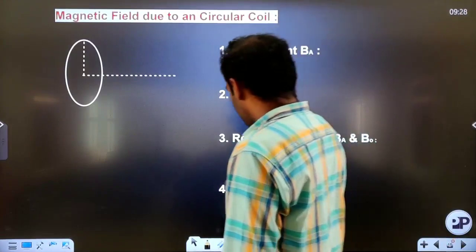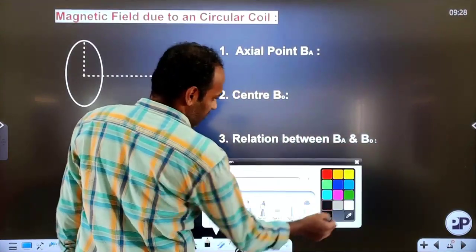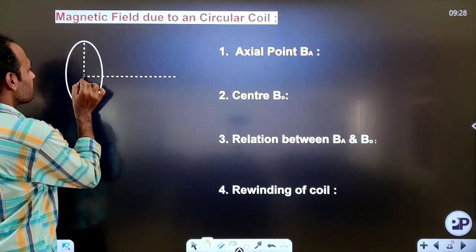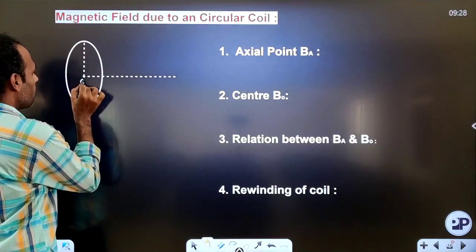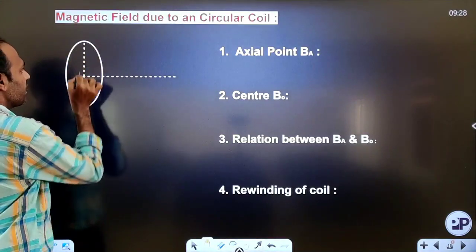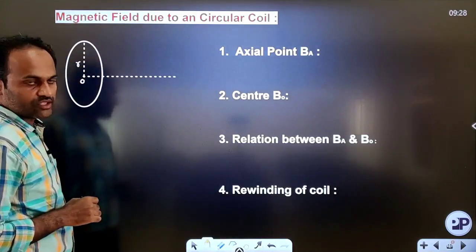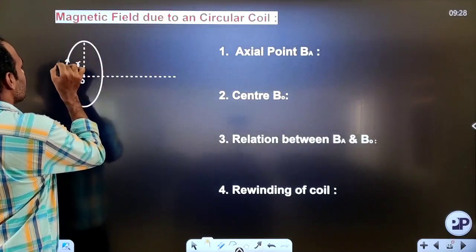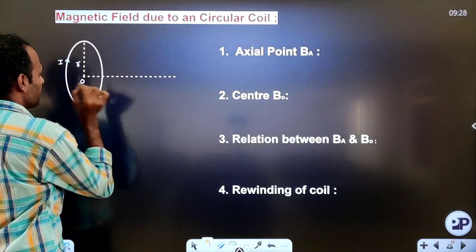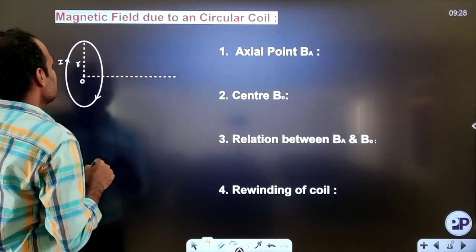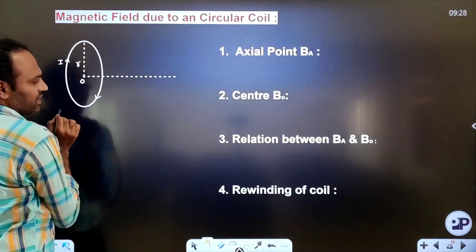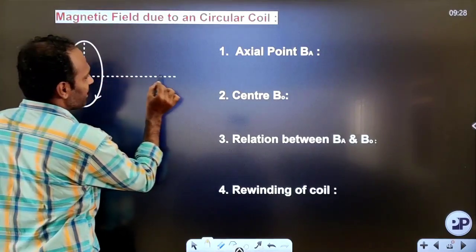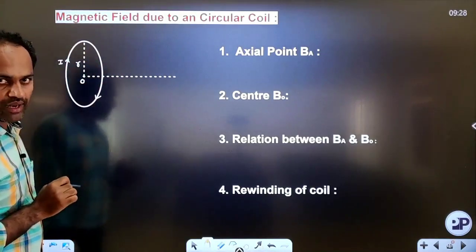See, first, magnetic field due to a circular coil. Here we are having a circular coil. Let the center of the circular coil be taken as O. Center of the circular coil is O. Radius of the circular coil is R. And the current flowing in this conductor is I. Clear? See, this is the radius. This is the center of the current carrying circular coil. And this line indicates the axis of the circular current carrying coil.